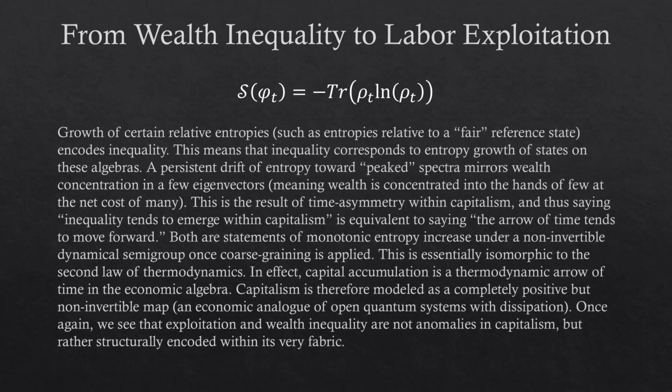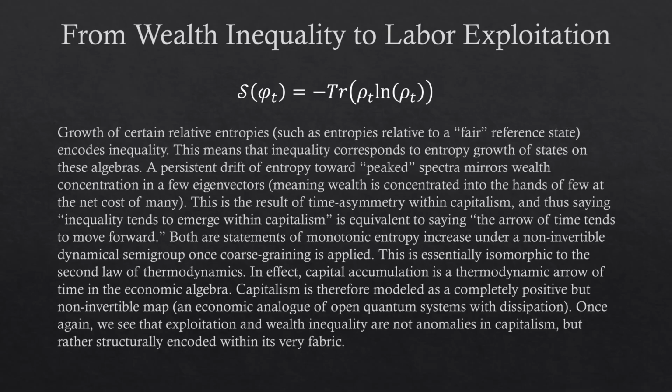Growth of certain relative entropies, such as entropies relative to a fair reference state, encodes inequality. This means that inequality corresponds to entropy growth of states on these algebras. A persistent drift of entropy toward peaked spectra mirrors wealth concentration in a few eigenvectors, meaning wealth is concentrated into the hands of few at the net cost of many. This is the result of time asymmetry within capitalism, and thus saying inequality tends to emerge within capitalism is equivalent to saying the arrow of time tends to move forward. Both are statements of monotonic entropy increase under a non-invertible dynamical semigroup once coarse graining is applied. This is essentially isomorphic to the second law of thermodynamics. In effect, capital accumulation is a thermodynamic arrow of time in the economic algebra.